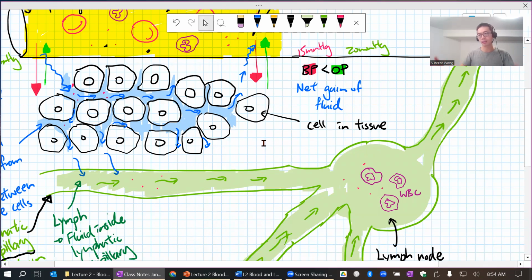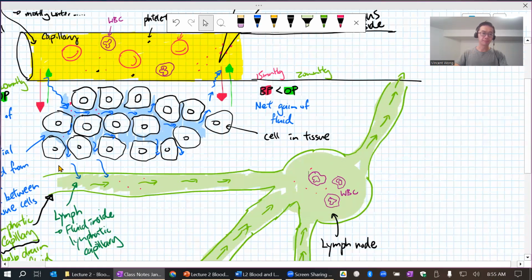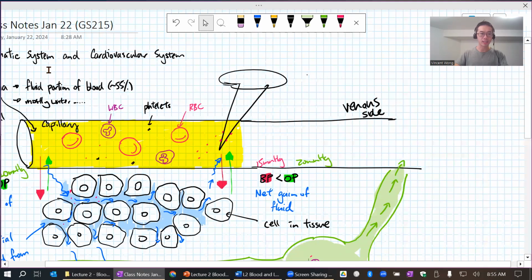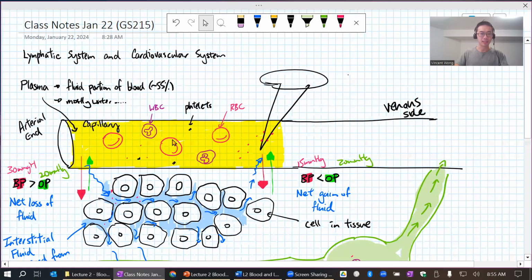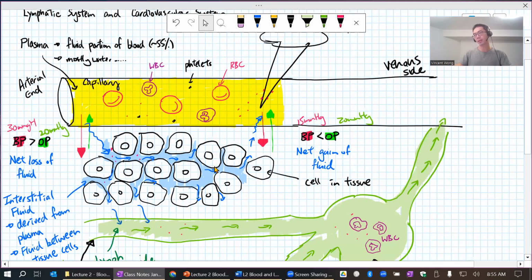and it could cause what's called sepsis. The person could die very easily. But if it's in the tissue, it's more localized, right? So that's the relationship between the cardiovascular system and the lymphatic system. That's part of the lymphatic system anyways.